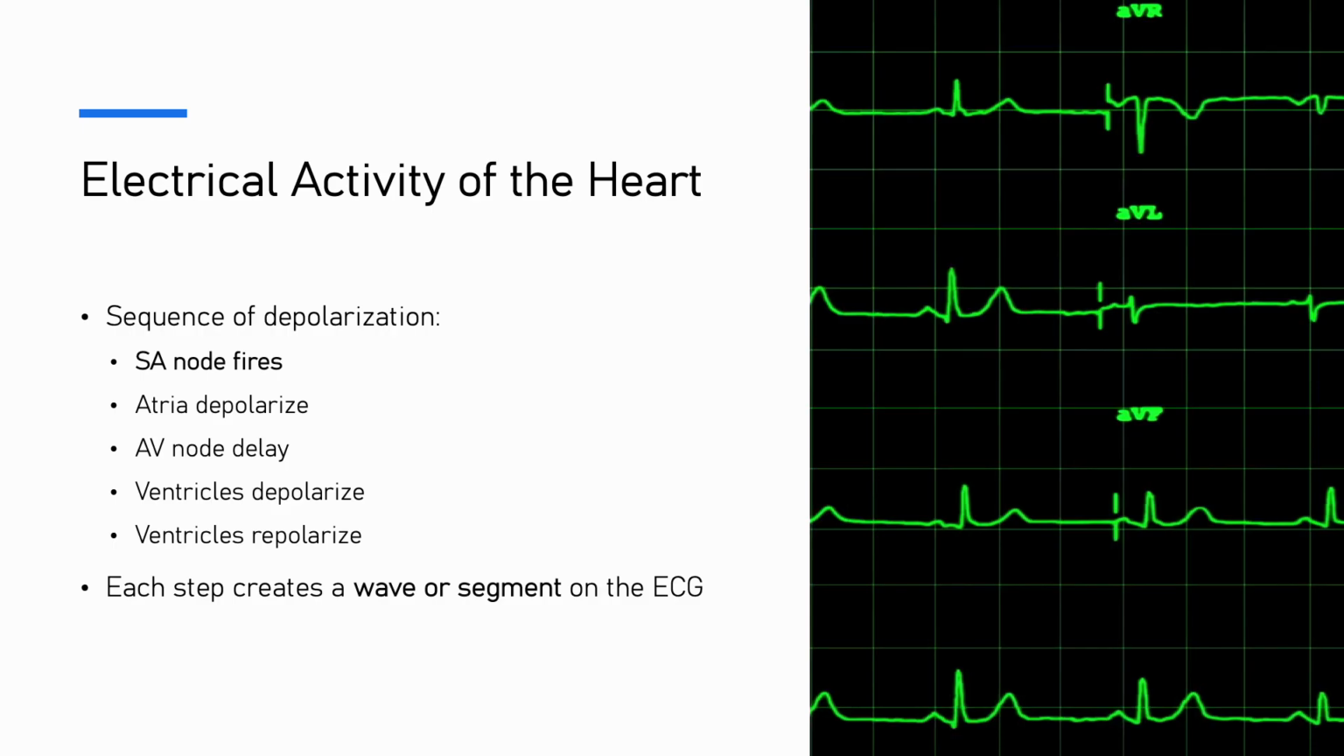The electrical activity of the heart, as a reminder, the sequence of depolarization is that the SA node fires, the atria depolarize, the AV node has a slight delay, the ventricles depolarize, and the ventricles repolarize. Each step in this pathway creates a wave or segment on the ECG.